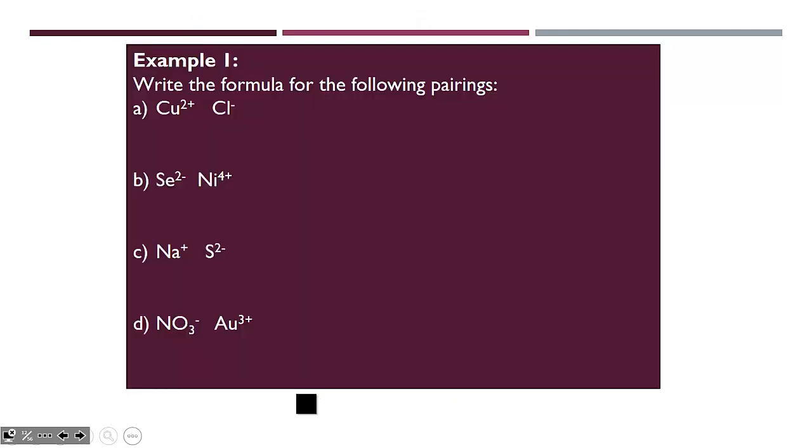Cu2+, so cupric, and Cl is chloride. So we're going to take the 2 from copper and the 1 from chloride, and we are going to swap them. We're going to take that 2 and put it after the chlorine and the 1 and put it after the copper, giving us Cu1Cl2.